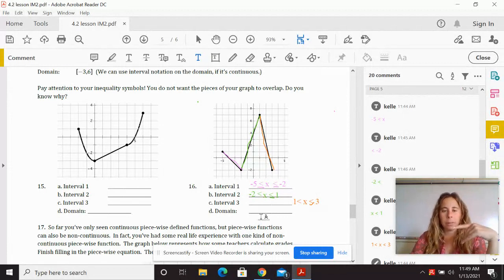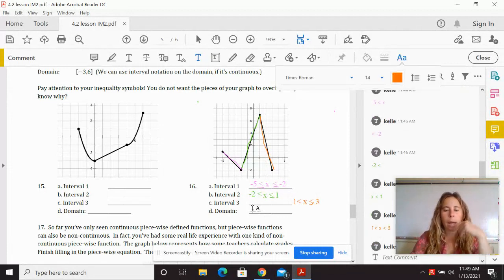So those are the intervals. Now you're going to write the domain for the whole graph. We can use interval notation on the domain if it's continuous. It is continuous. How do you know if a graph is continuous? I could trace this graph and I would never have to pick up my pencil. That's one way to tell if it is continuous. You never have to lift up your pencil or your pen or your cursor. There are no gaps in it. There are no holes. So we can write it in interval notation.